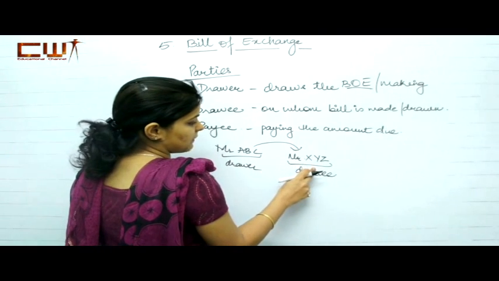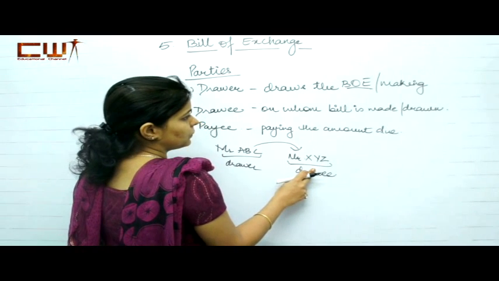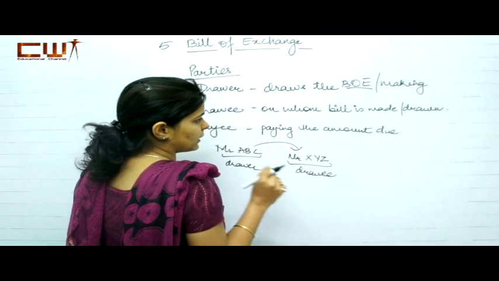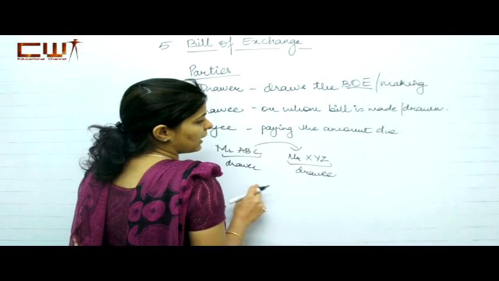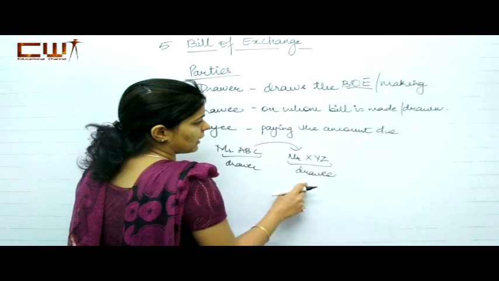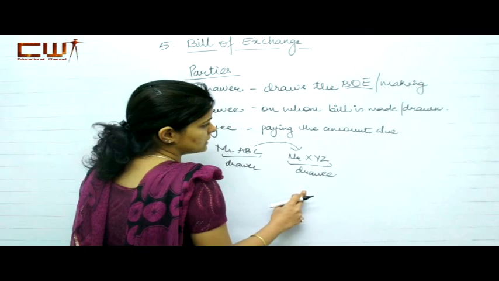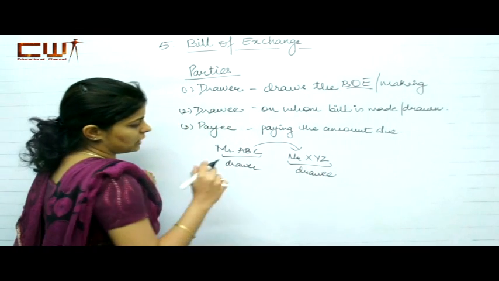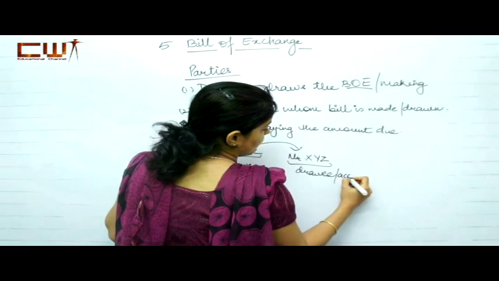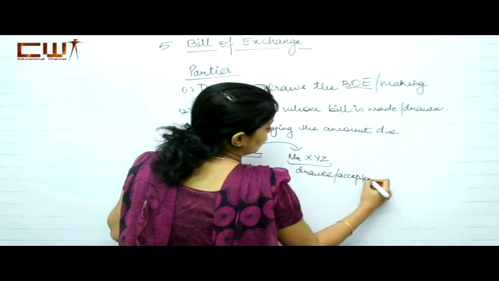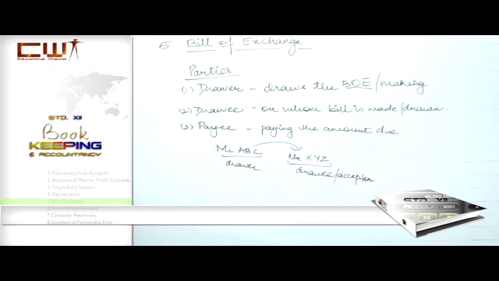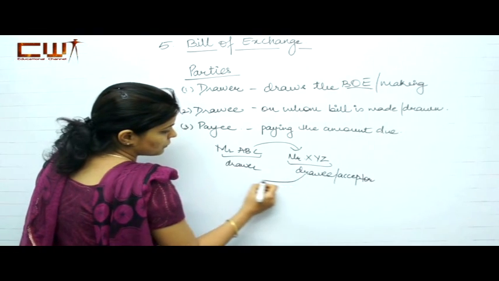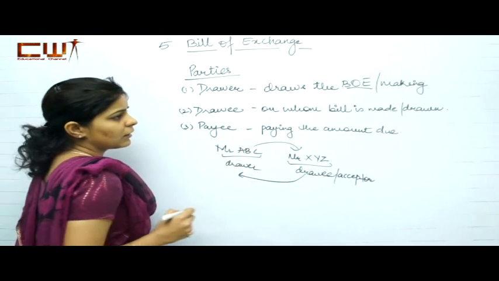Now Mr. XYZ will accept the bill. Right? He will sign it, confirming whatever is written, that I have received goods from this person and I will pay this amount on such and such date. Then when he is accepting that bill of exchange, he is also known as the acceptor of the bill of exchange. Then after accepting, he will send back the bill of exchange to the drawer.